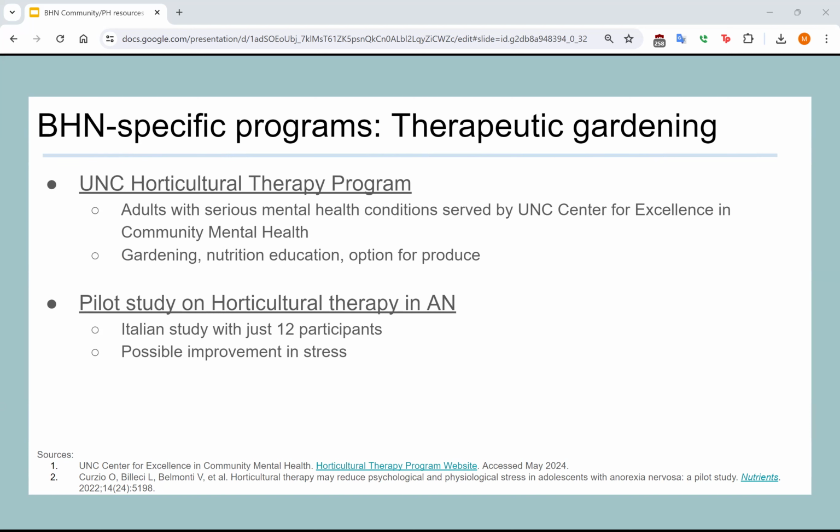But surprisingly, it hasn't really been used in the behavioral health population, despite all these benefits. There is a program at UNC that I found, where they have a center of excellence for community mental health. Their patients that have serious mental health conditions take part in this program. It has different components like gardening and nutrition education, and they can get produce at the end for a small fee.